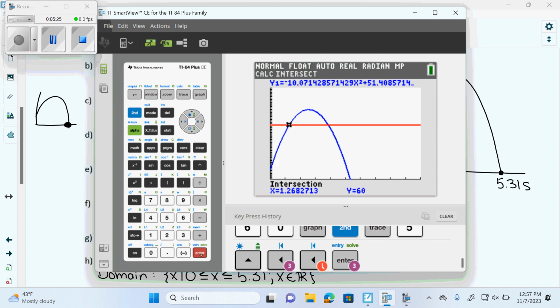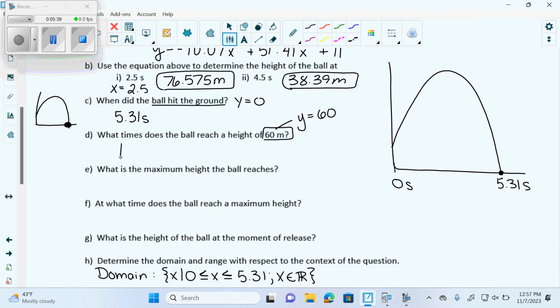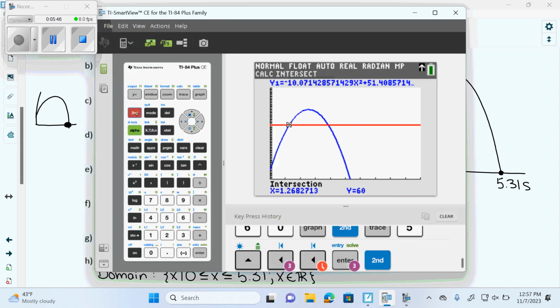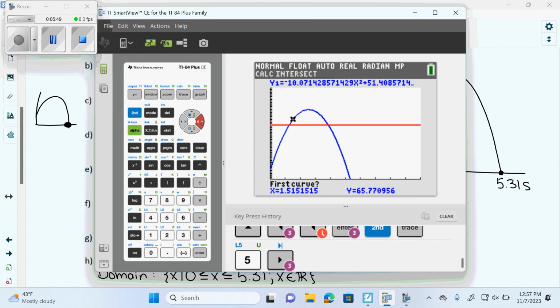Enter, enter, enter. This one happens to have 2 spots where it reaches 60, which makes sense. It starts below 60, it goes through 60, reaches a maximum, and then comes back down through 60. So you can get 2 answers. So I get 1.27. And then I have another one. Second, trace 5. And I go enter, enter, enter. And I get 3.84.